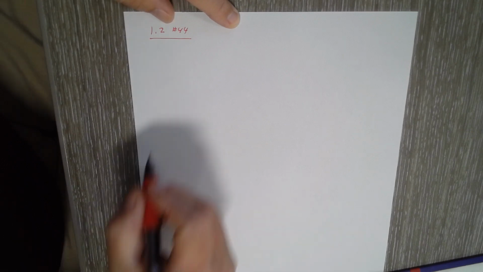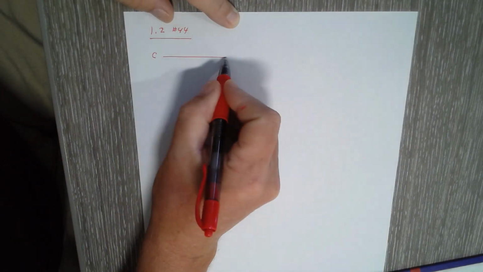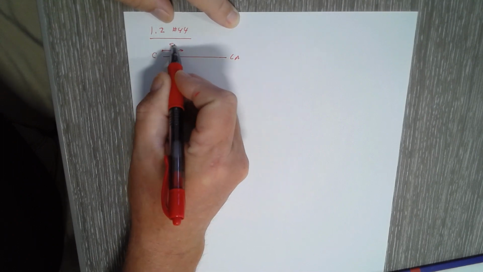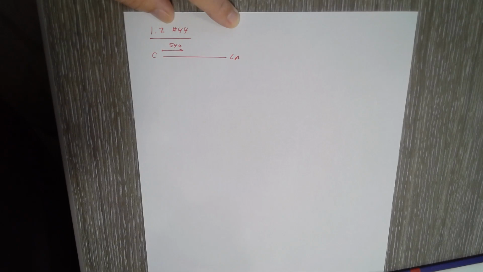Okay, this is the video for section 1.2, number 44. Number 44 is the distance, rate, and time problem. We talk about two planes. One leaves Chicago heading for Los Angeles at 540. So here's Chicago, over here is LA. One plane leaves here going this way at 540 miles per hour.